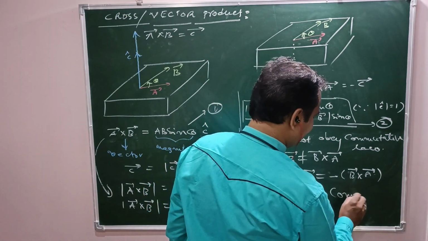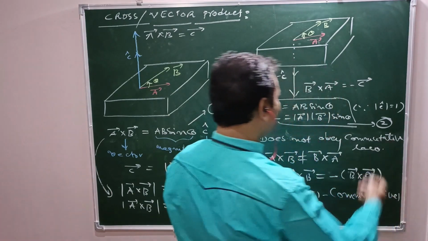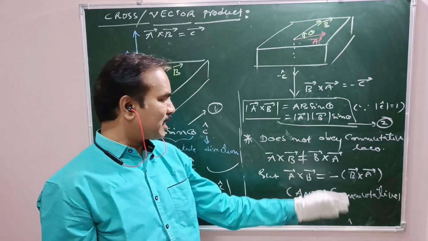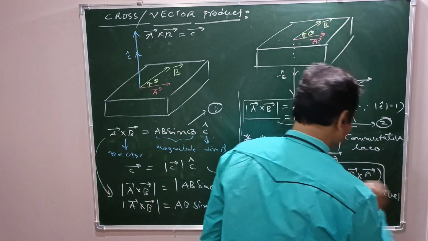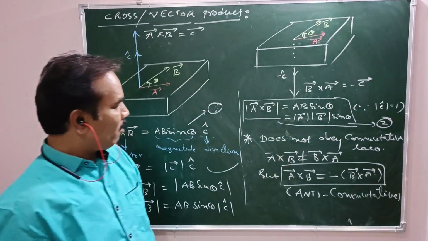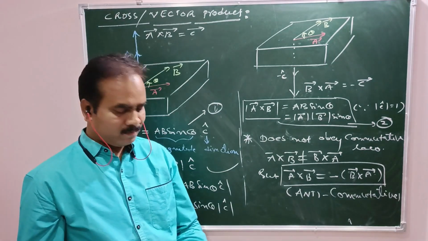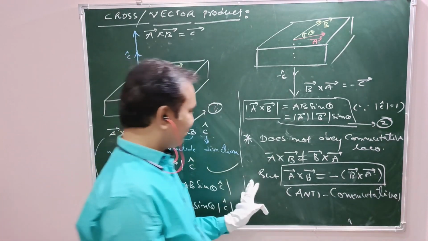Anti-commutative. Directly it is not commutative but anti-commutative. Okay. A bar cross B bar equals minus of B bar cross A bar. Important result. Alright. Now as far as the distributive law is concerned, the cross product of given vectors obeys the distributive law.